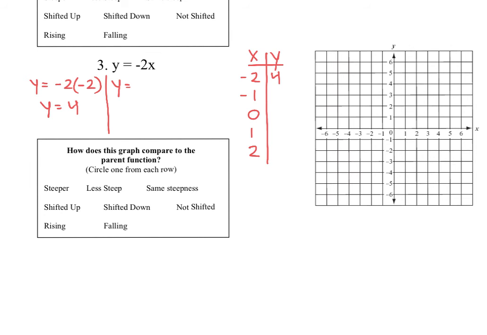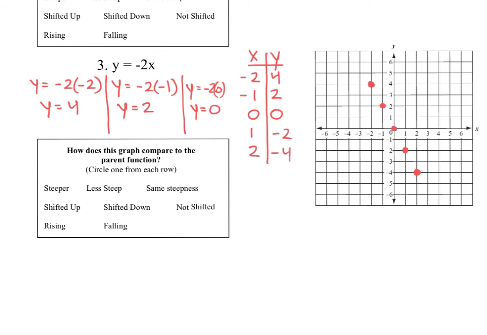All right, now I'm going to plug in -1. So -2 times -1 is +2. Then I'm going to plug in 0, and -2 times 0 is 0. Then I can start doing them in my head. So when x is 1, y is -2, and when x is 2, y is -4. All right, so let's plot these points. We've got -2, 4, -1, 2, 0, 0, 1, -2, 2, -4.